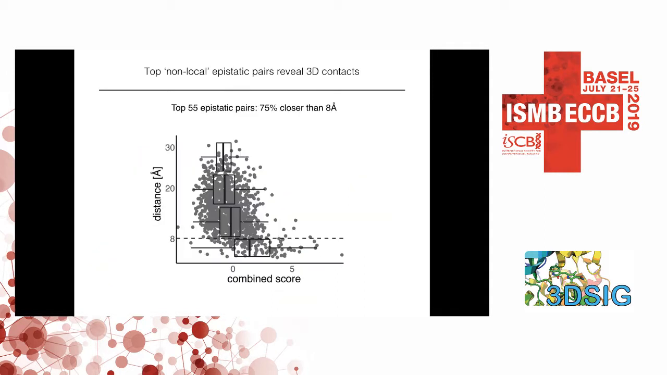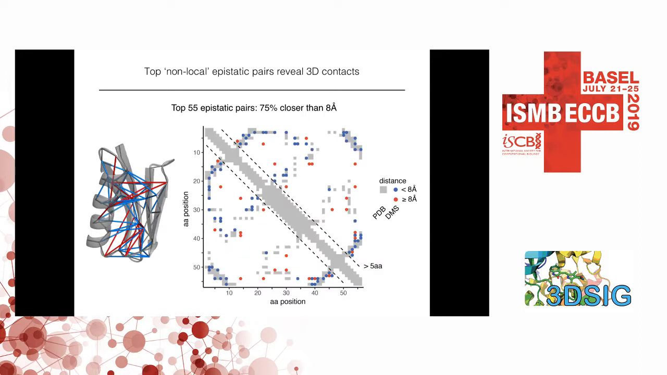Right? If we conversely look at position pairs that are further away in the linear sequence, so non-local pairs, we find that our score is associated with the actual 3-dimensional distance in the protein structure. And we find that about 3/4 of the top positions are closer than 8 angstroms. And also we can look at this on a so-called contact map. We find that our predictions are well spaced out, and where we're wrong, we're often only wrong by 1 or 2 positions. Right? So this is quite promising.